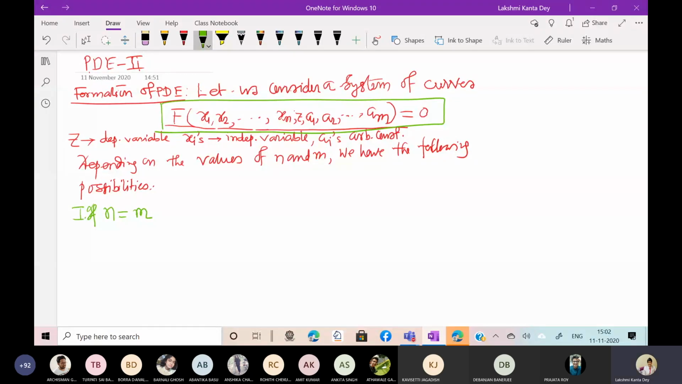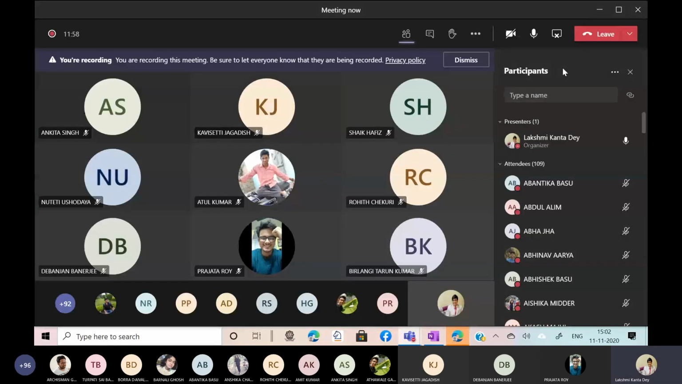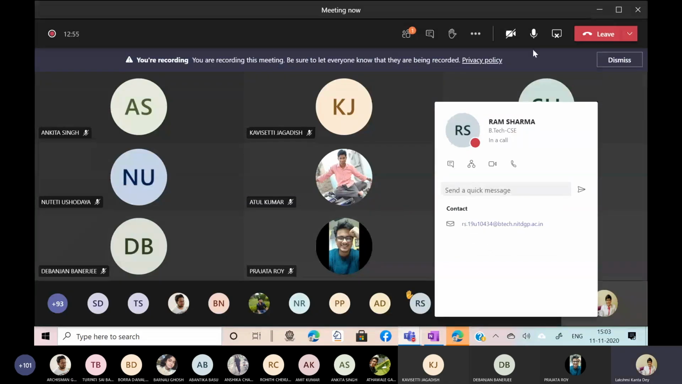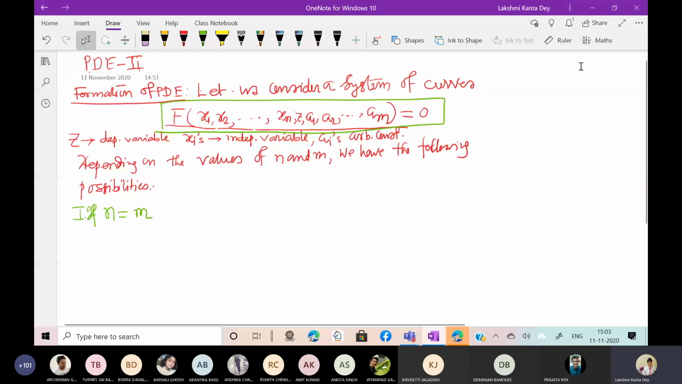By the way, I would like to ask whether you know about the formation of partial differential equations or not. Please, any one of you respond whether you know how to form partial differential equations. Only on a very basic scale, sir, not very well. But from the 10+2 syllabus, it was not there, only formation of ordinary differential equations. No, sir. Okay, so I have to start with all those basics. Someone raise... Ram Sharma, you want to say something?